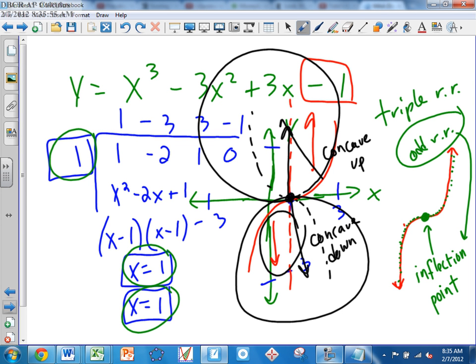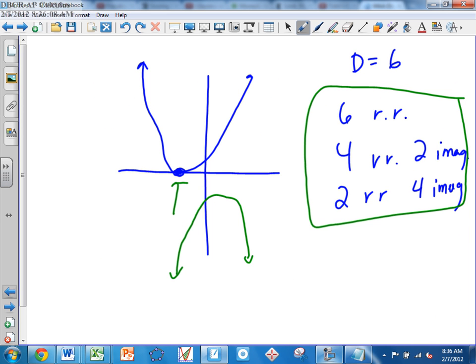Concavity exists when you have an inflection point. It always exists. A change in concavity, going from concave down to concave up, that's when you have an inflection point. Hold on, Jason, one sec. In the last graph, look at this one. This was not an inflection point. What point was this?